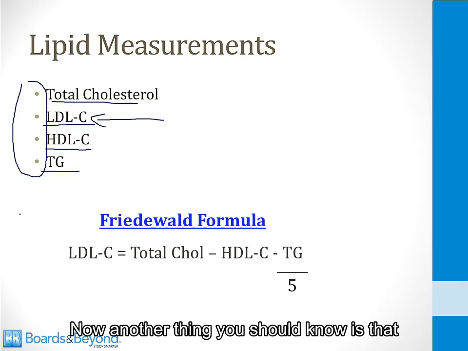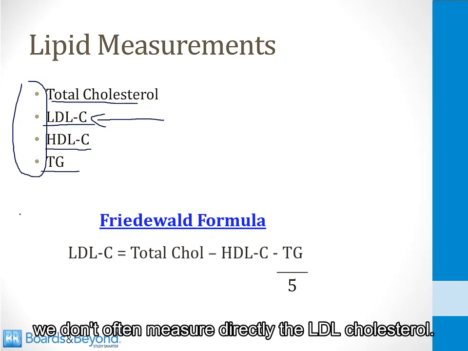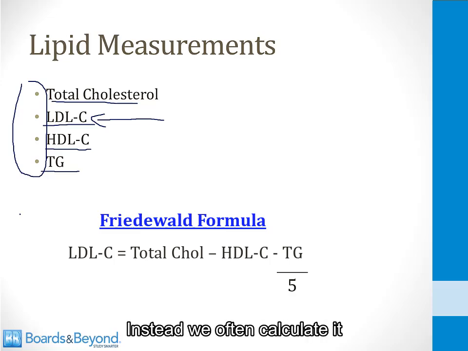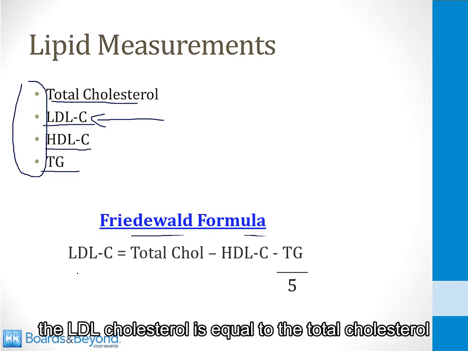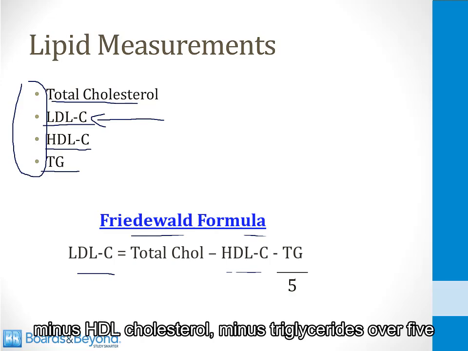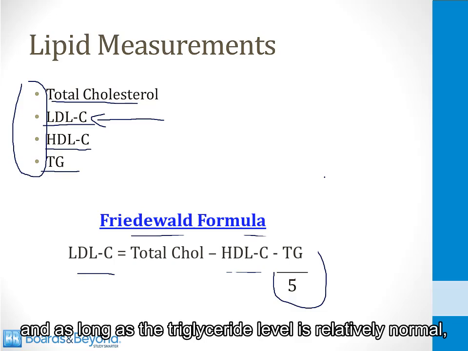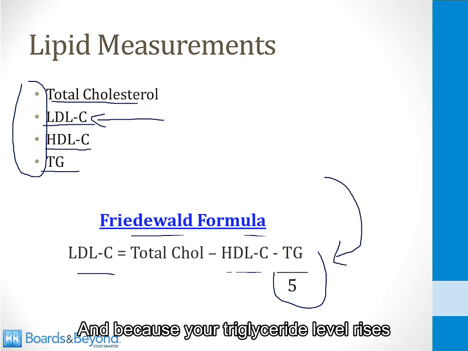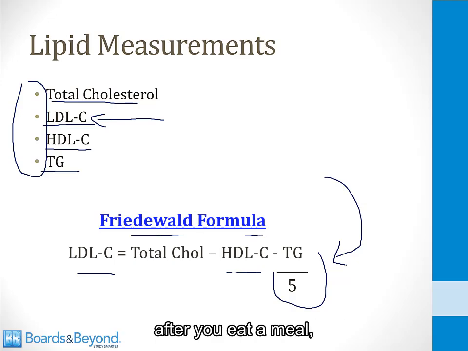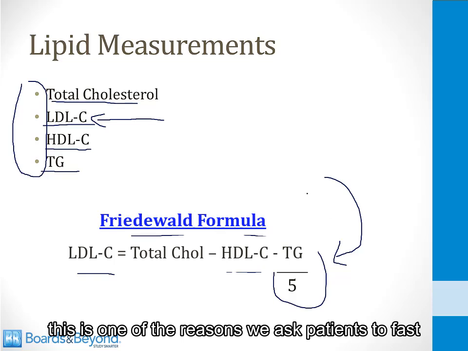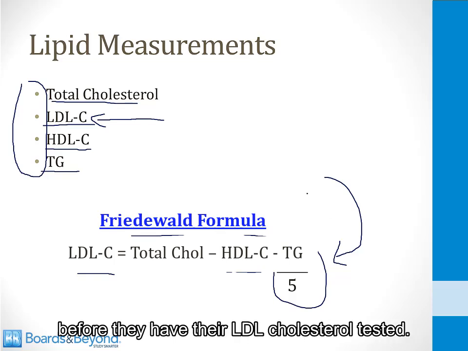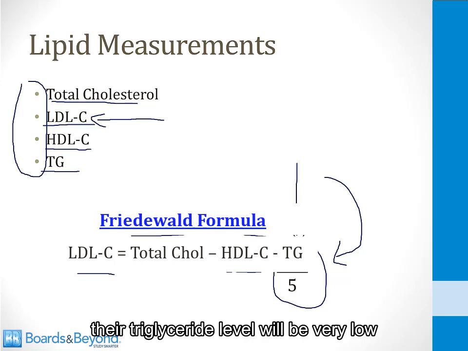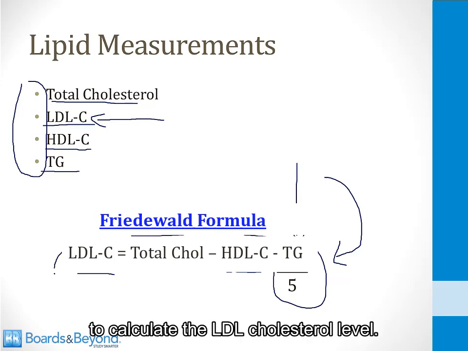Now, another thing you should know is that we don't often measure directly the LDL cholesterol. Instead, we often calculate it, and we calculate it from something called the Friedewald formula. The Friedewald formula says that the LDL cholesterol is equal to the total cholesterol minus HDL cholesterol minus triglycerides over 5. And as long as the triglyceride level is relatively normal, this formula is accurate. And because your triglyceride level rises after you eat a meal, this is one of the reasons we ask patients to fast before they have their LDL cholesterol tested. When they're fasting, the triglyceride level will be very low, and this formula will be accurate to calculate the LDL cholesterol level.